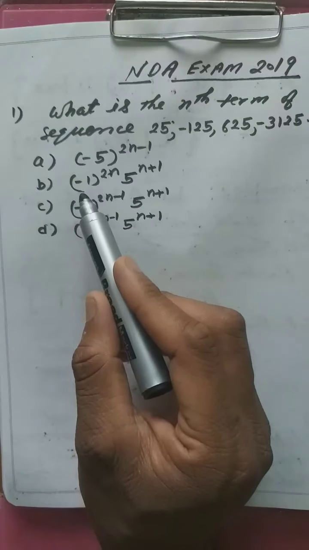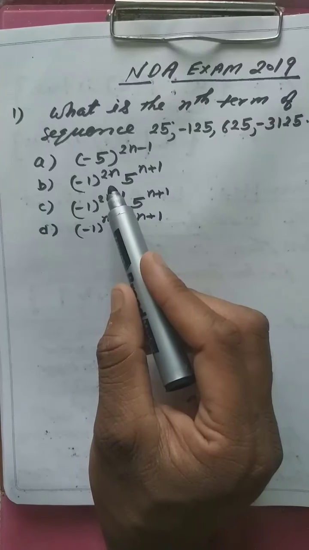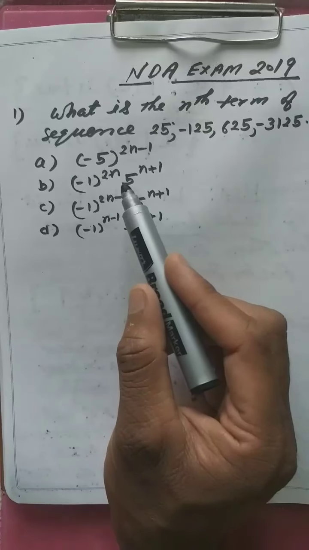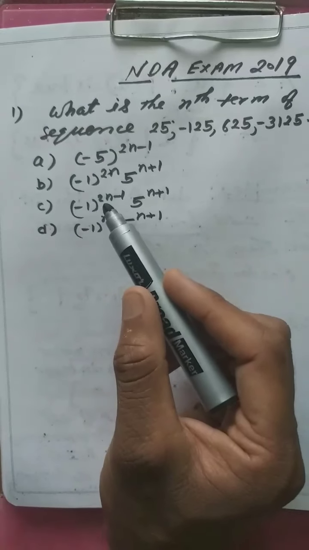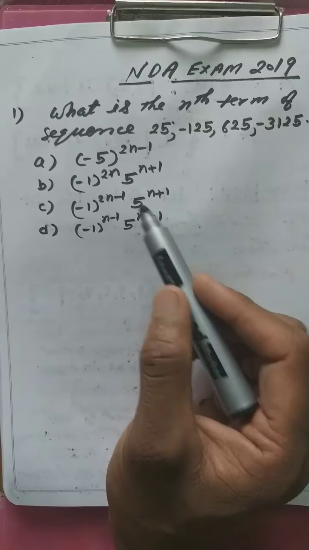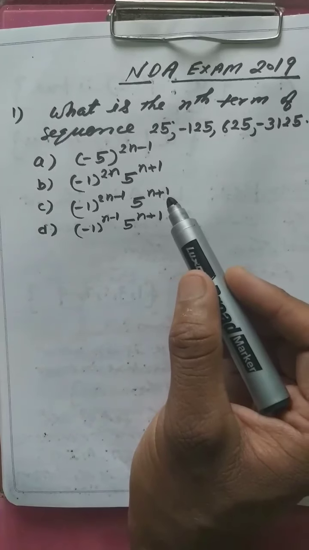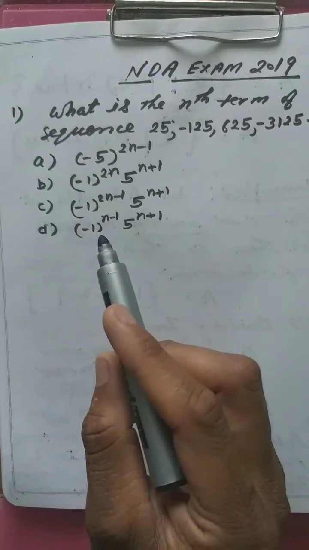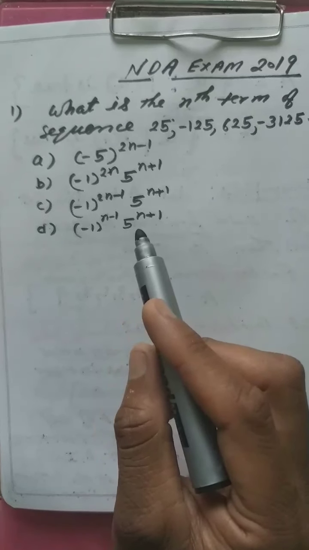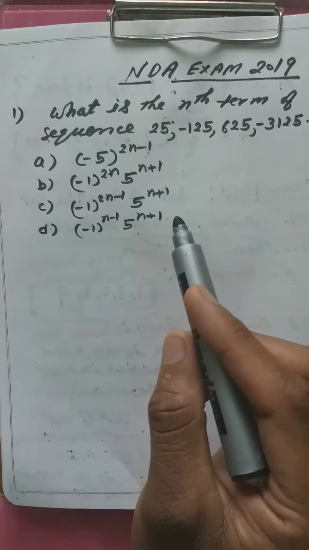Option two: minus 1 to the power 2n into 5 to the power n plus 1. And the third one: minus 1 to the power 2n minus 1 into 5 to the power n plus 1. The fourth option: minus 1 to the power n minus 1 into 5 to the power n plus 1.